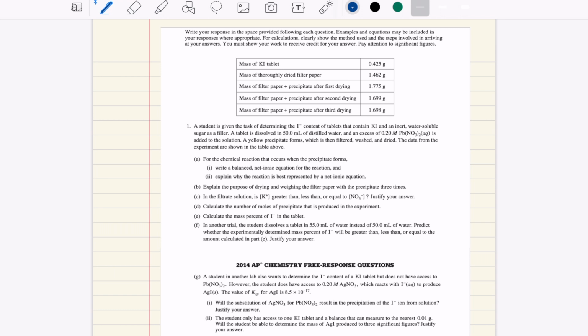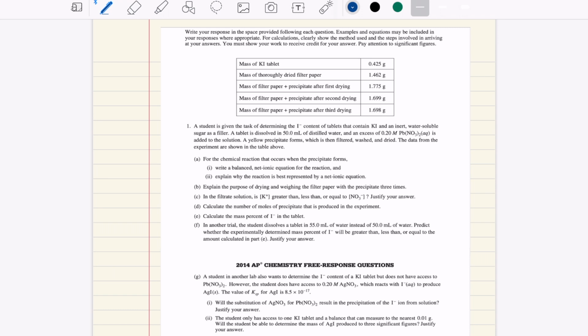So this question states, a student is given the task of determining the I- content of tablets that contain KI and an inert water-soluble sugar as a filler. A tablet is dissolved in 50 milliliters of distilled water and an excess of 0.2 molar Pb(NO3)2 is added to the solution. A yellow precipitate forms, which is then filtered, washed, and dried. The data from the experiment are shown in the table above.